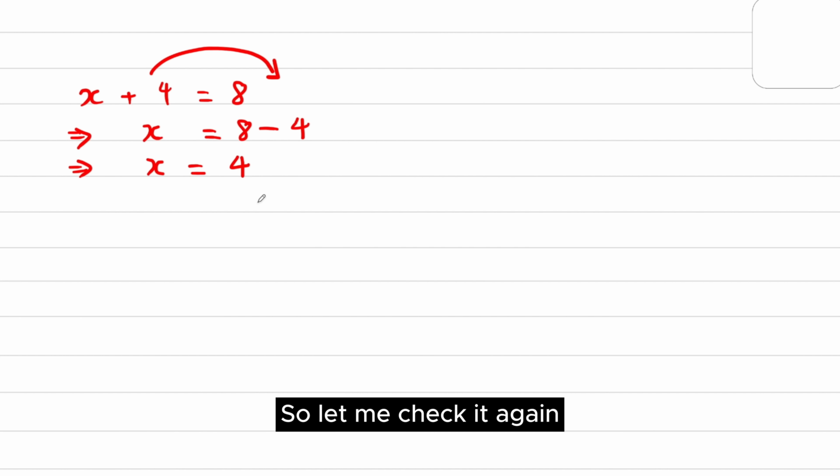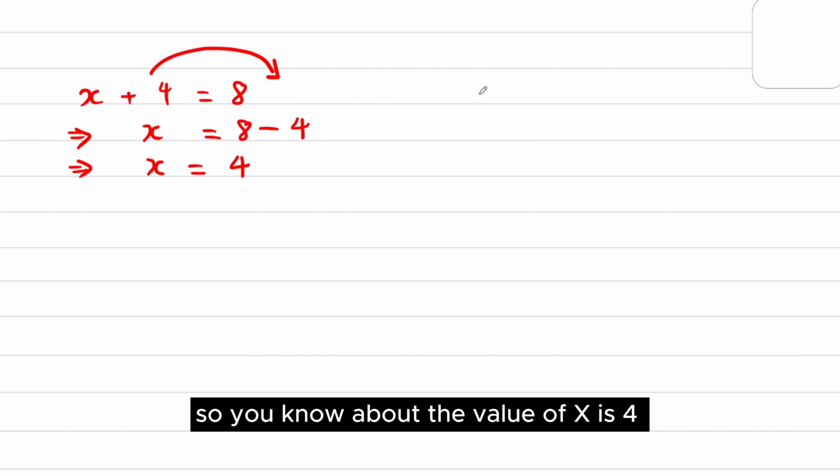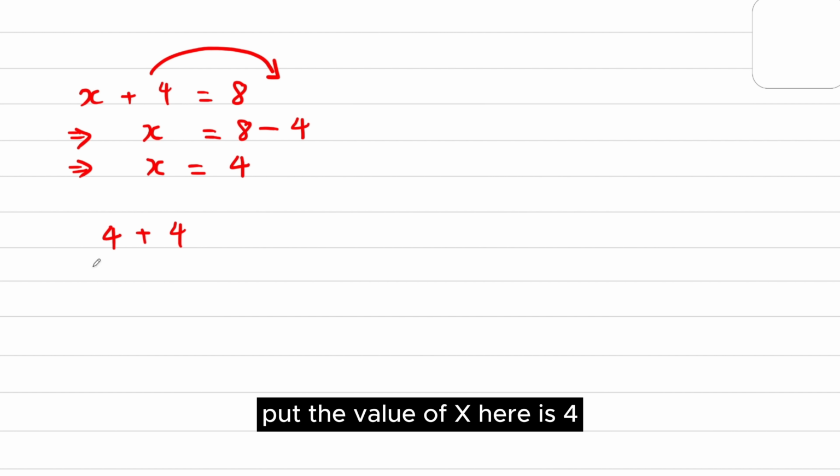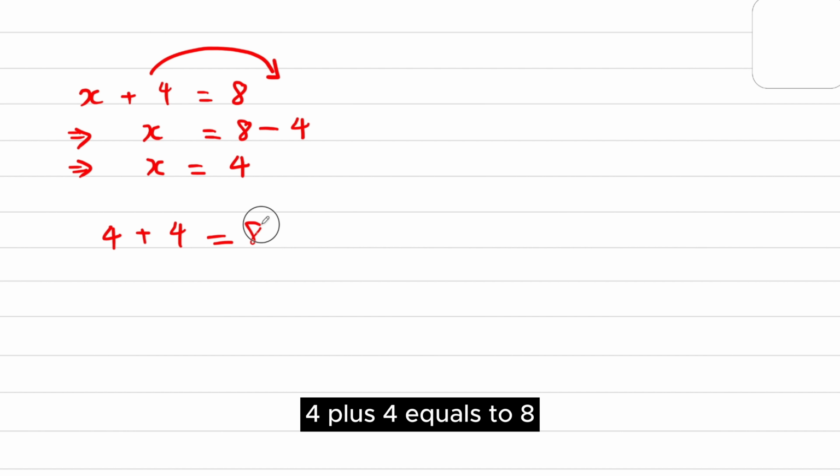Let me check it again. You have x plus 4 equals 8. You know the value of x is 4, so I put the value of x here as 4. 4 plus 4 equals 8. Okay, that is the right answer. That is the first example for the transposing method.